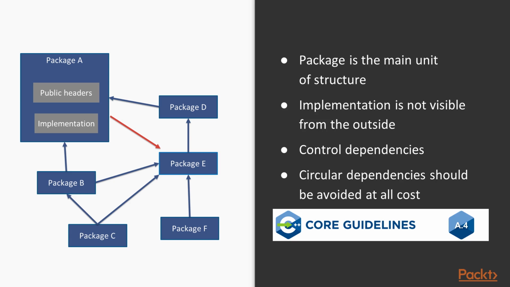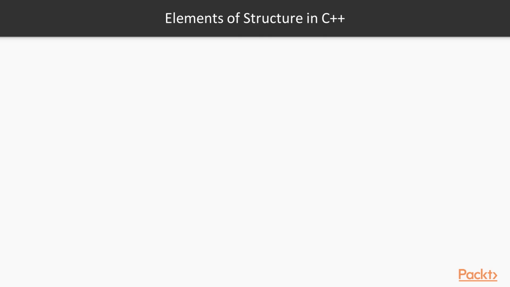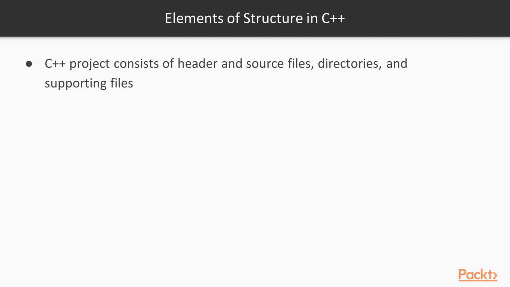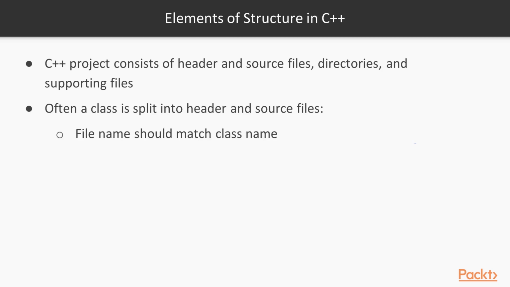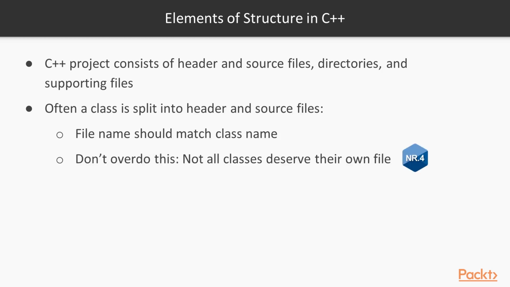Until this point, we talked about the project structure in general. Now let's finally get talking about C++. Elements of structure in C++ would include, obviously, header and source files, as well as directories and some supporting files, such as resources or maybe documentation. A class would often be split into two files, declaration in the header file and implementation in the CPP file. When doing that, it's important that the file name matches class name, because then it's much easier to find your way around the code. But also, don't make this a part of your C++ guidelines.